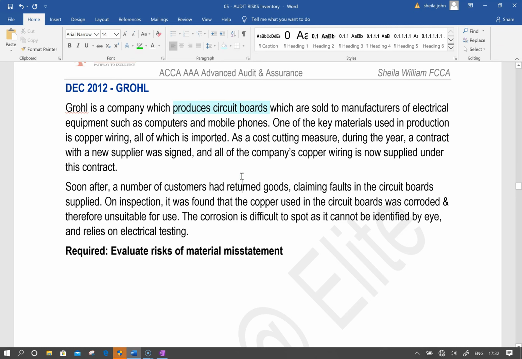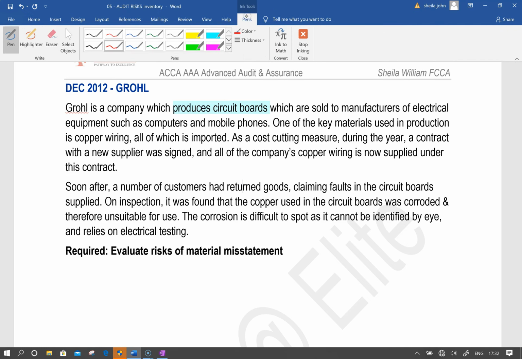Now, if we're doing the full question here, we'd definitely pick that point up, and we're going to talk about foreign purchases and foreign payables. But we're not looking at that here. We're just looking at the topic of inventory.